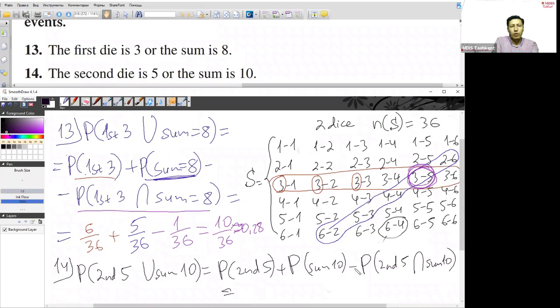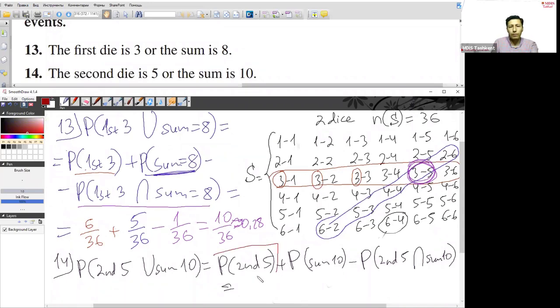So first one is here. Let me use a different color. Second is 5. Here, 2, 1, 5. This column. Second 5 is this column. 1, 5, 2, 5. You see, second die is showing 5. 5, 5, 5, 5. So how many? 6 out of 36. Sum is 10. Sum 10 here.